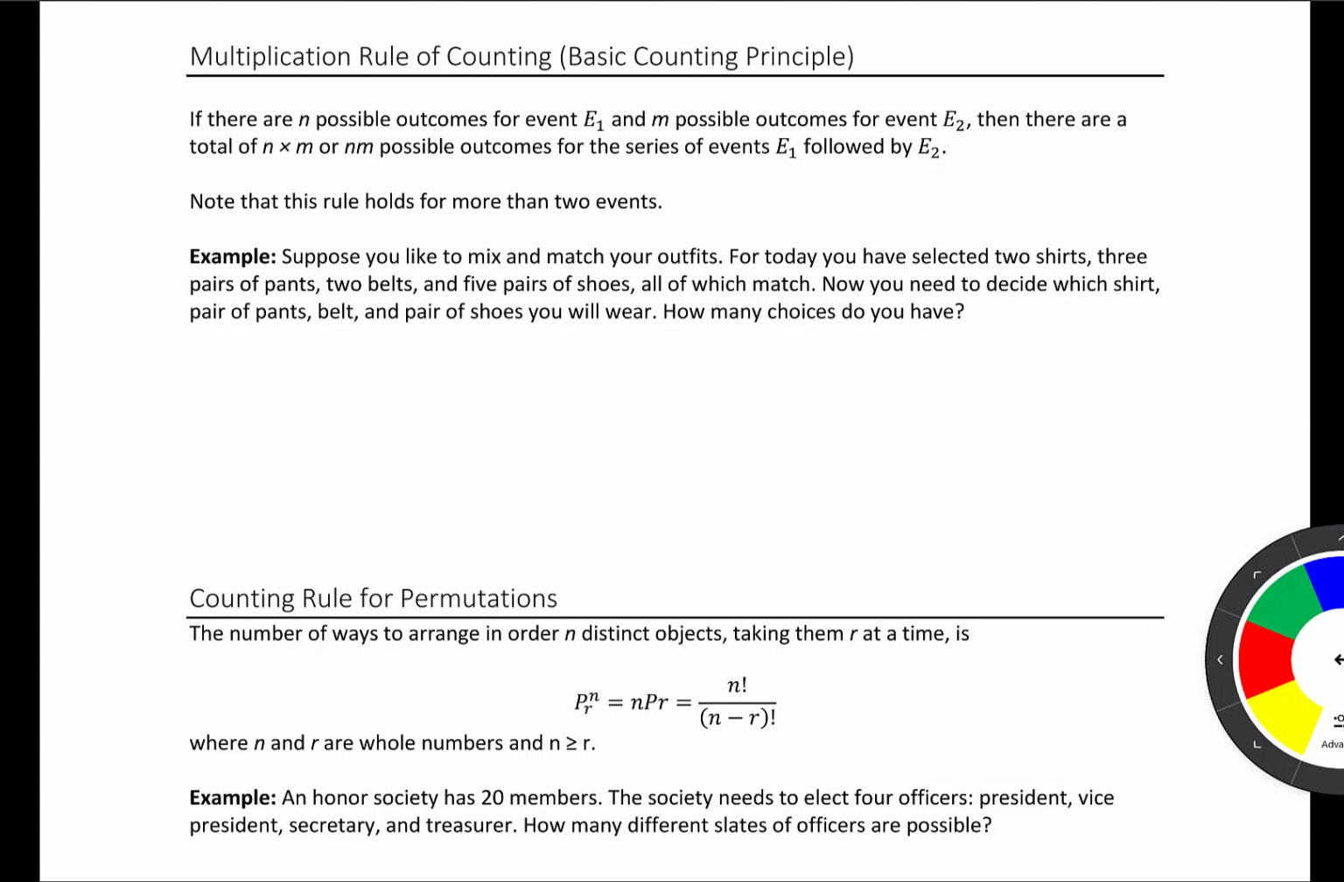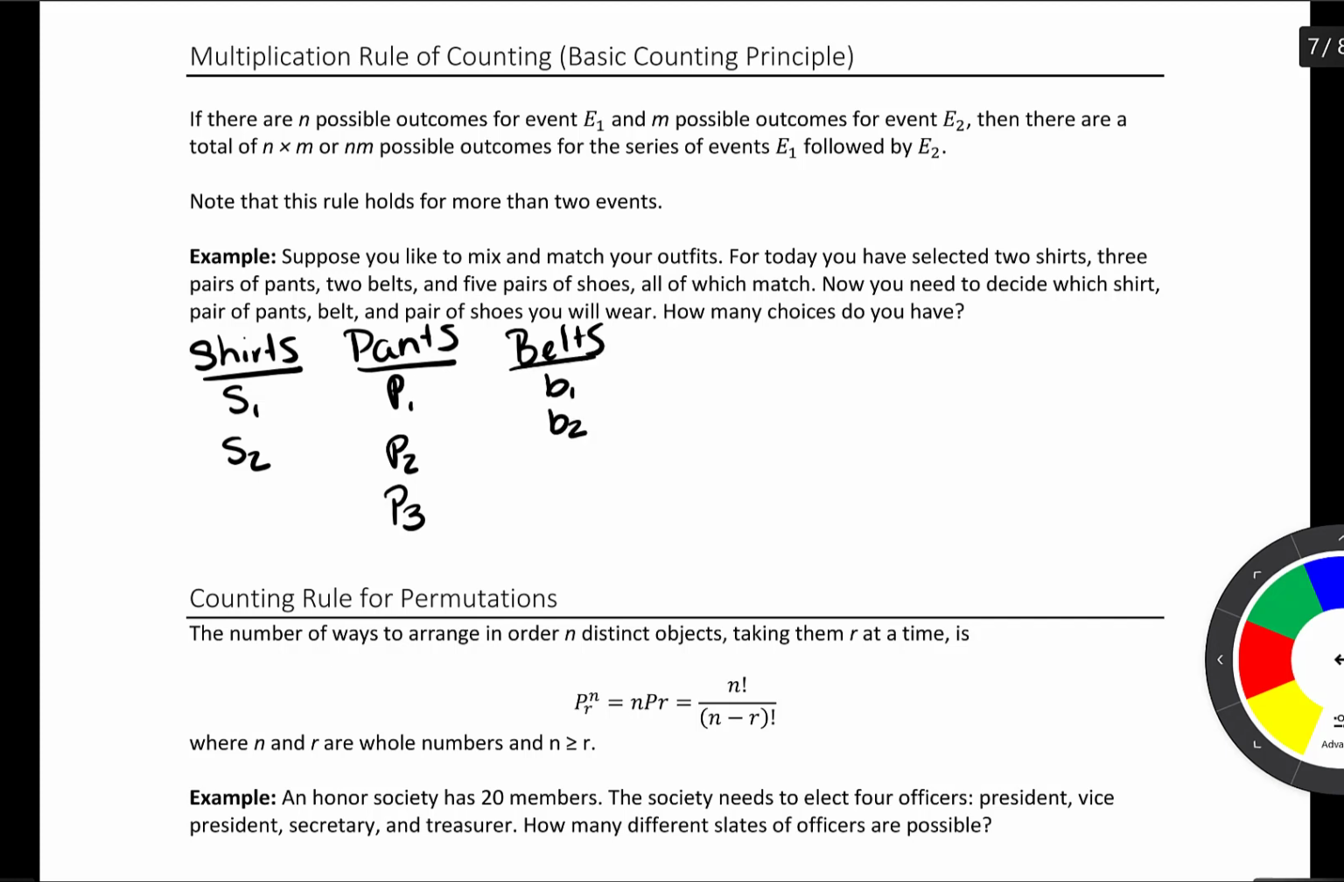Well, if we think of it in terms of a chart here, for shirts, you have 2 options. So you could have shirt 1 or shirt 2. For pants, you have 3 pairs of pants, so you could have pant 1, pant 2, pant 3. For belts, you have 2 belts, so belt 1, belt 2. And then for shoes, you've got 5 different shoes.